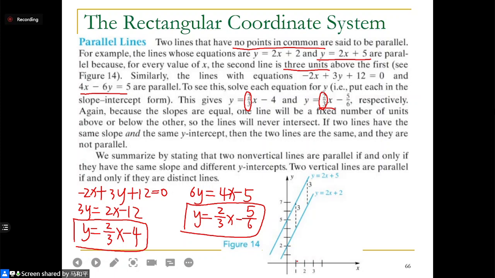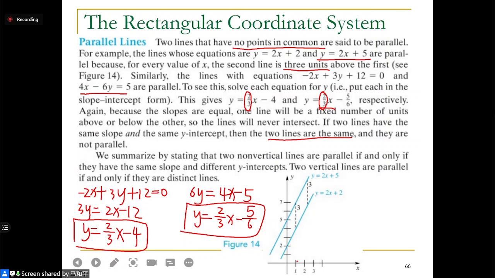Slopes are equal. One line will be a fixed number of units above or below the other, right? Because they have the same slope, the lines will never intersect. Here we know this line is 3 units above this line. If two lines have the same slope and the same y-intercept, then the two lines are the same and they are not parallel.